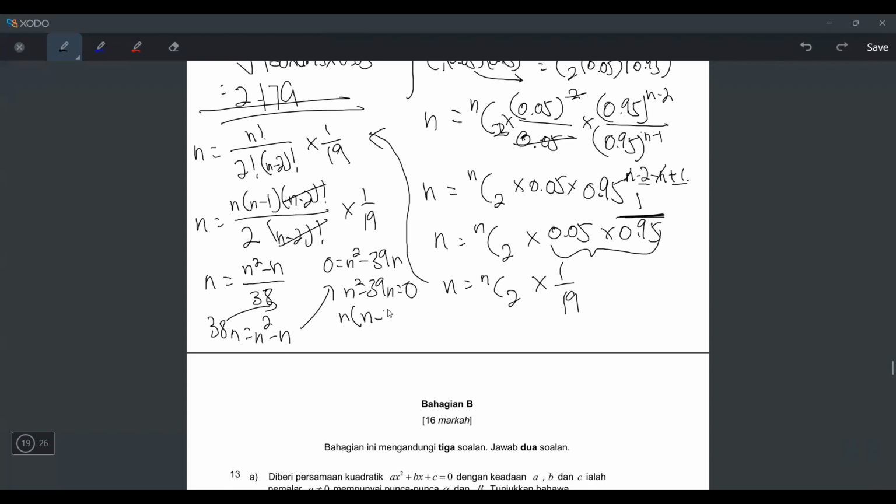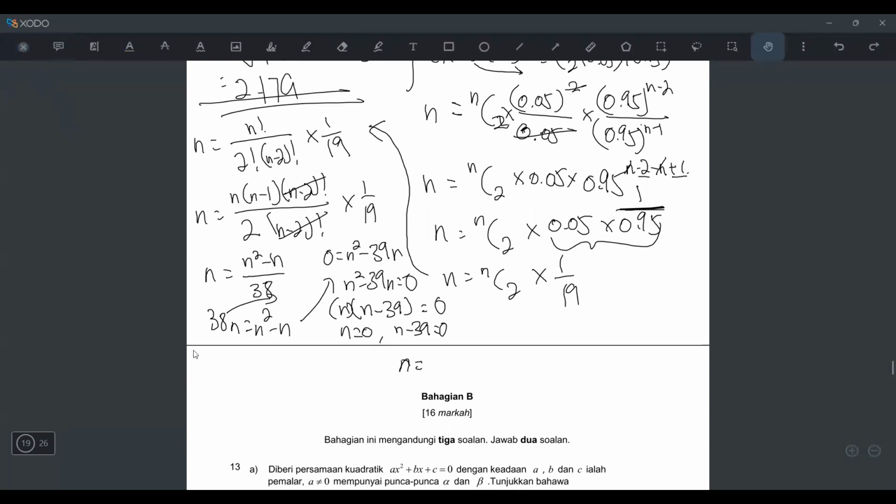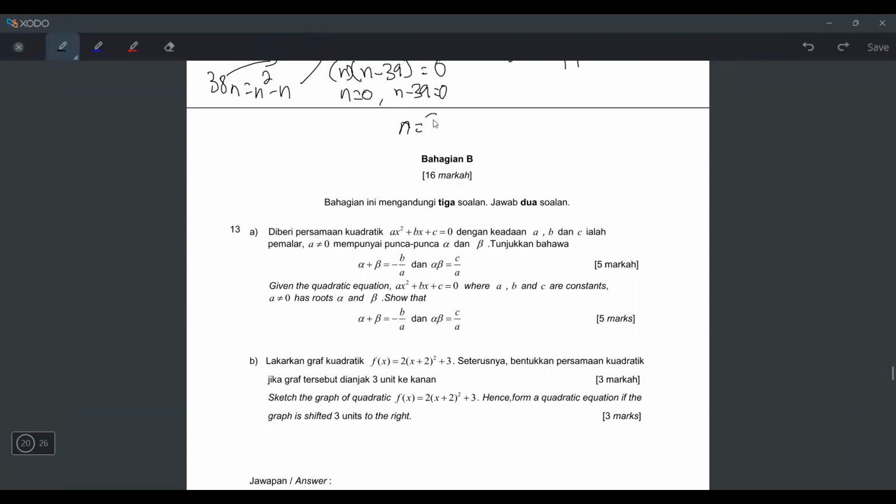Factorize out the n, left with n times n minus 39 equals 0. And then take the first bracket equals 0, and then second bracket equals 0. And then n equals 39. N equals 39. So 0 and 39 is the final answer.